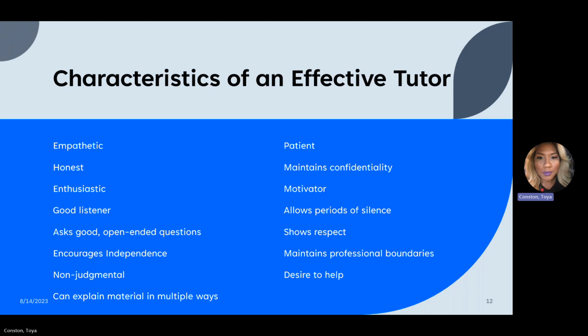You also need to show respect, maintain professional boundaries, and lastly, have a true desire to help. If you have that characteristic of having a true desire to help, then being able to apply the foundations of SEL, incorporate the top 10 best practices of being a successful tutor, while engaging in developing the characteristics of an effective tutor, you will be able to reach optimal outcomes with your student learner. But at the core of that, again, is the desire to help.